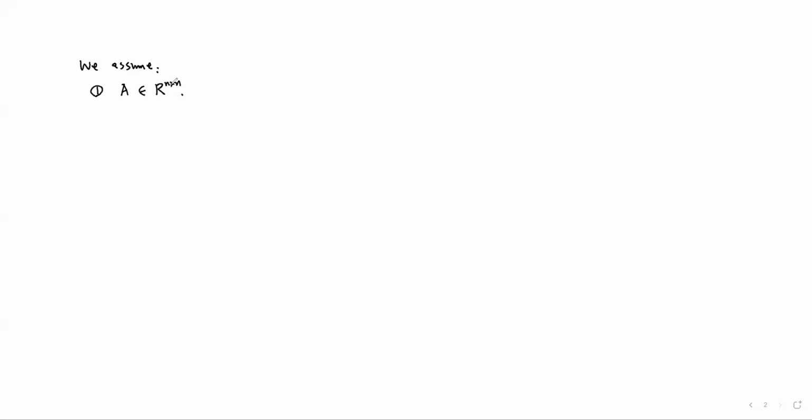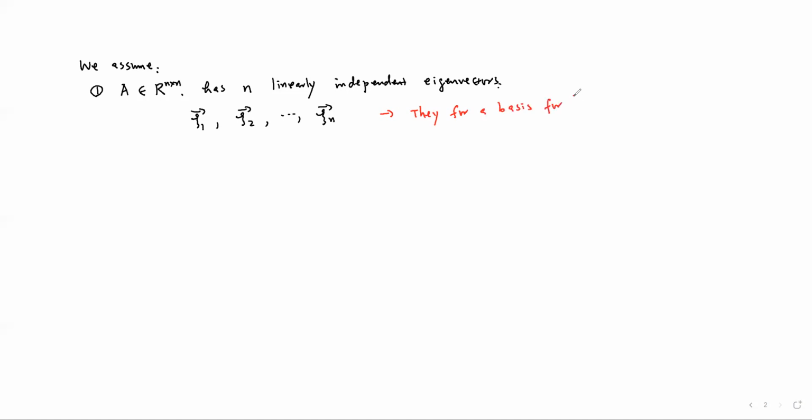And A is a real matrix and has, suppose, n linearly independent eigenvectors, say psi 1, psi 2, up to psi n. So the eigenvectors of this matrix form a basis for R^n, right? N linearly independent vectors form a basis for R^n.